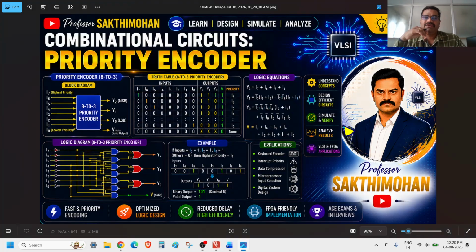In today's video we have discussed the concept of the priority encoder, and its inputs and outputs: D0, D1, D2, and D3 are the inputs, and X, Y, and V are the outputs. For X and Y you have to mention the output as a priority, and for V, if any one of the inputs is 1, you have to mention 1.